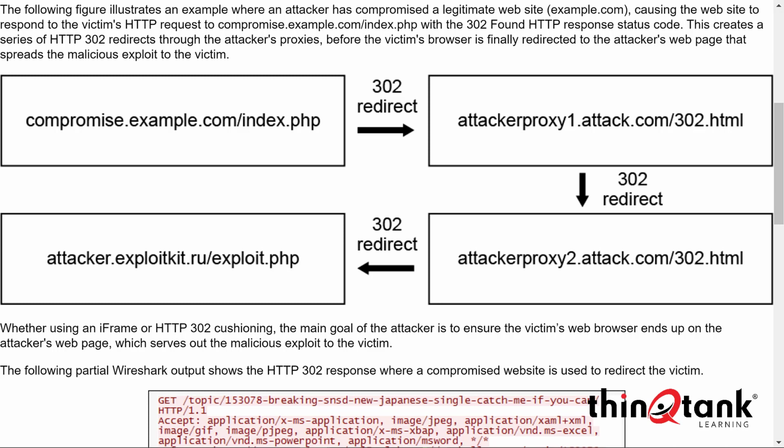Now the exploit cycle in this type of attack typically starts with a compromised website, followed by a 302 cushioning attack, and then domain shadowing leading to the exploit kit hosting site that we're trying to direct the user to. So we have some sort of compromised website, which leads to a 302 cushioning attack, and then we have domain shadowing, the exploit kit landing site, and then finally the malware payload.